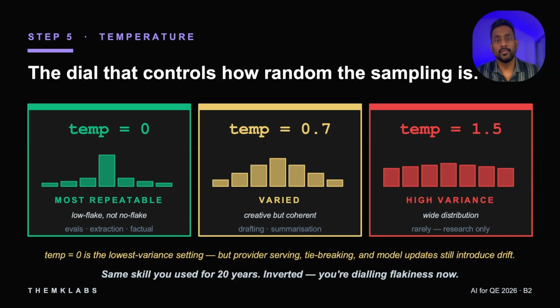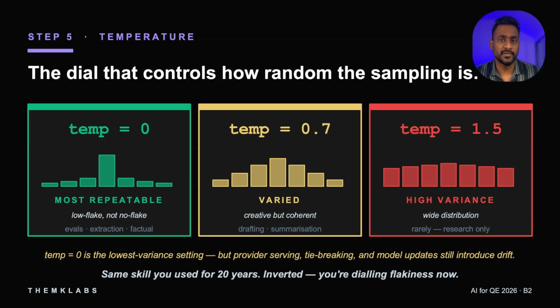And now here's the part I really need you to internalize. Temperature equals 0 is the most repeatable setting you have, but it is not deterministic. Provider serving, tie breaking, model updates, they all sneak in a little variance for sure. So treat it like a low flake, not no flake.